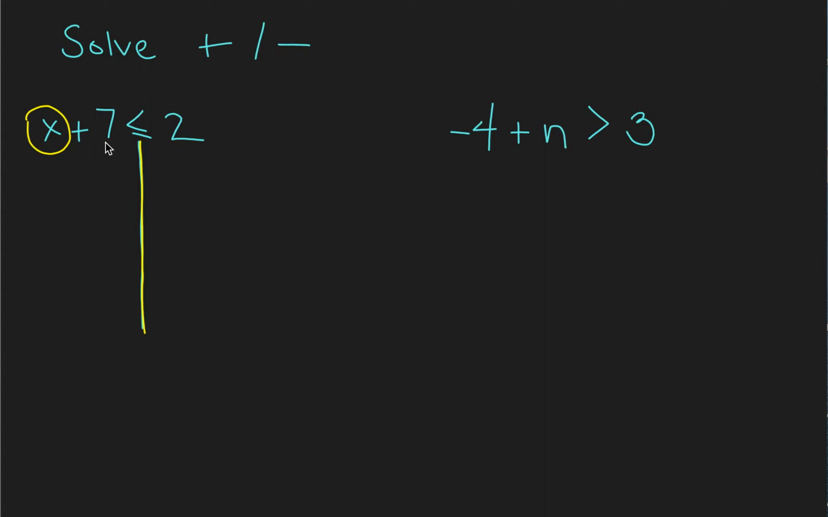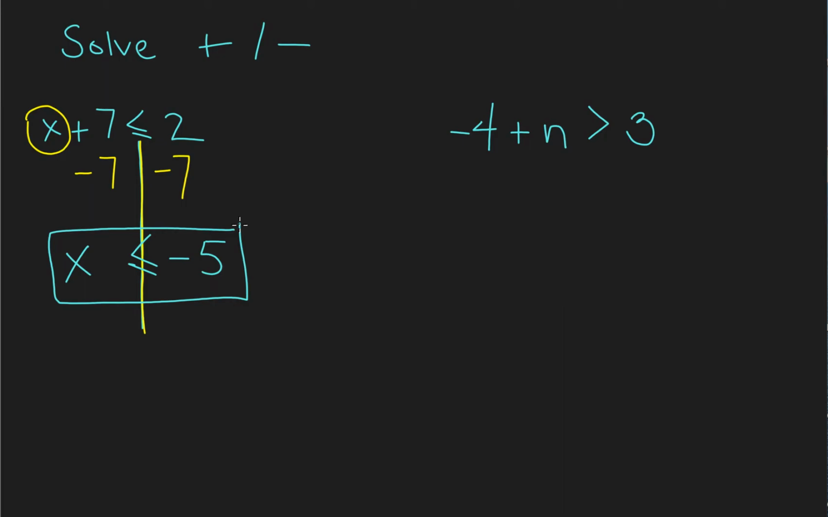So I can see here I've got this 7 that I need to move to the other side. So I'm going to do the opposite. The opposite of plus 7 is minus 7. Now this leaves us with 7 minus 7 is 0. So we have the x alone, less than or equal to 2 minus 7 makes this negative 5. And that's our solution there.